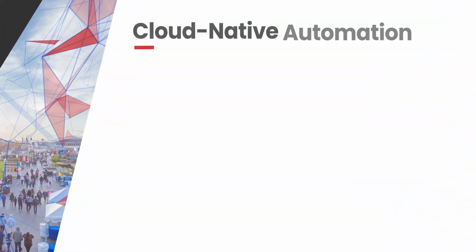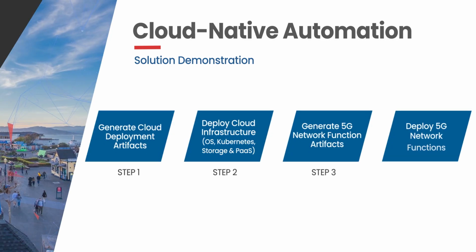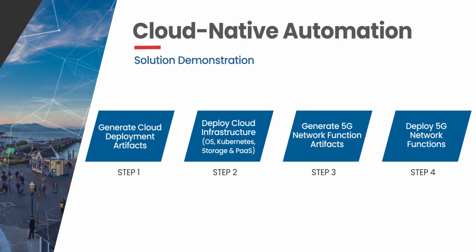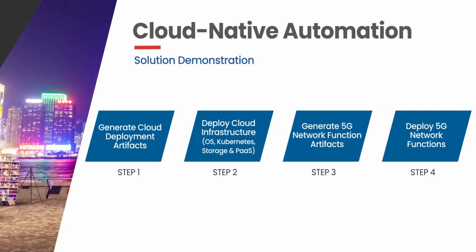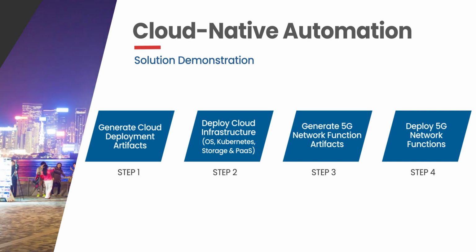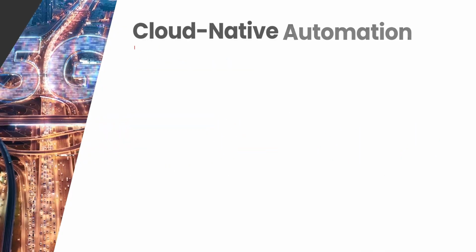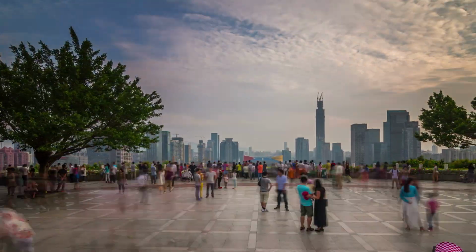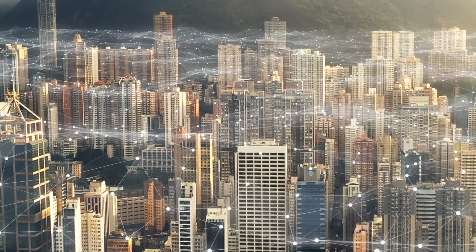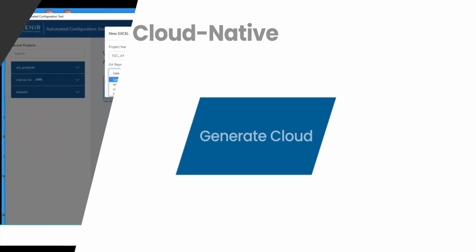Mavenir's cloud-native automation solution automates the deployment of the 5G network, handling every step of the process, such as setting up the Kubernetes clusters, installing container-as-a-service and platform-as-a-service components, implementing Mavenir's management layer, and deploying all the required 5G network functions. This demonstration showcases deployment of 5G core network functions, but the same automation framework applies to 5G RAN network functions as well. As we start, the first step is to generate Kubernetes cloud deployment artifacts.